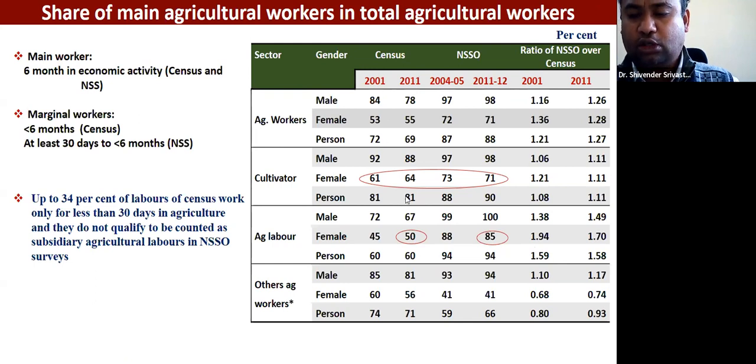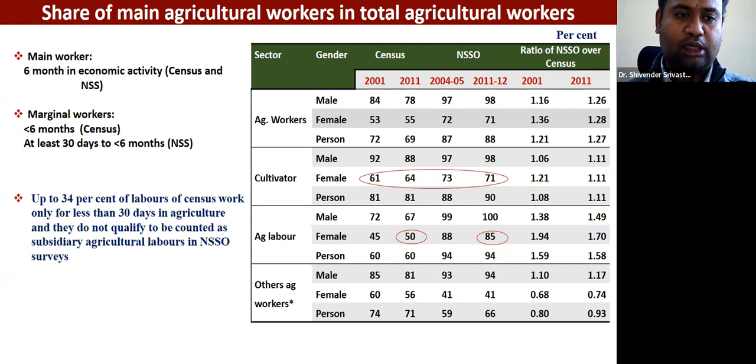Okay. I'm sure you must be aware that we have principal status and subsidiary status in NSS surveys, and then we have main workers and marginal workers in the census. Main workers and principal workers are defined based on the time for which they are engaged. If a person is engaged in any economic activity for more than 6 months or 180 days, they are given the status of principal status as in NSS or main worker as in the census.